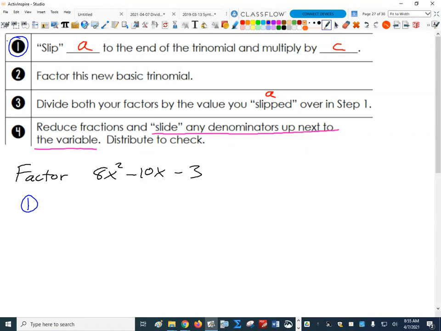Let's go through these one at a time. Let's see, Josiah, what'd you get for step one? What'd you do? Okay, so then what'd that leave you with? Okay, good. Okay, what next?